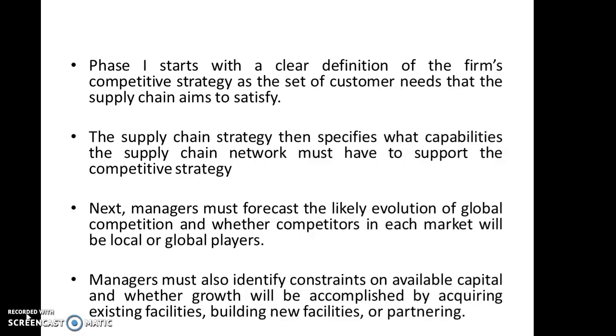So, for a particular supply chain network, the managers must evaluate the status of competitors in each market and also predict the evolution of global competition in the particular field. Managers must also identify constraints on available capital and whether growth will be accomplished by acquiring existing facilities, building new facilities, or partnering.